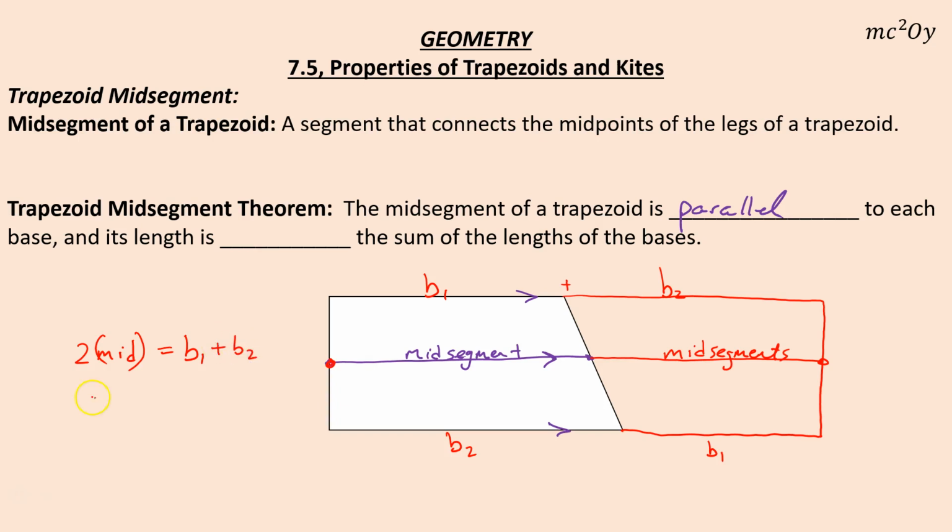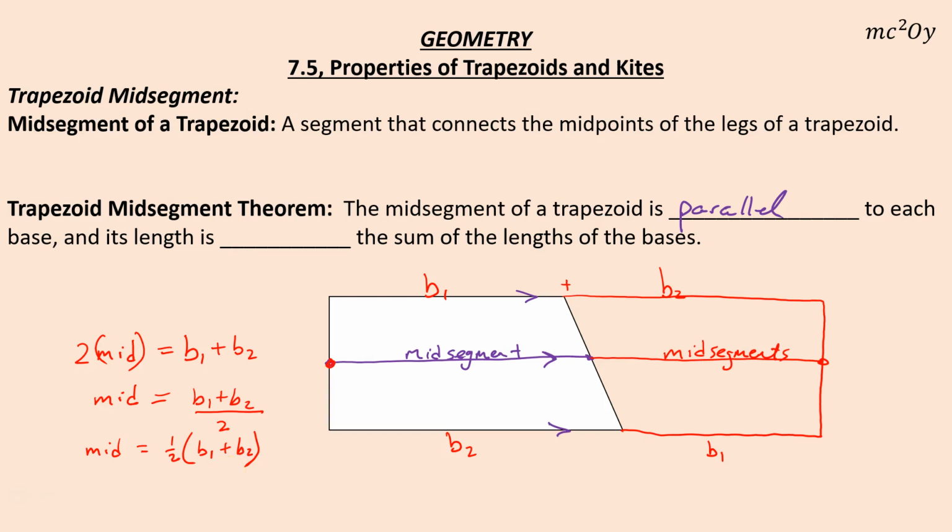And that's equal to base 1 plus base 2. So really, if I want to know what one midsegment would equal, I would have to divide both sides by 2. So if I divide this by 2 and divide this by 2, I end up with base 1 plus base 2 all over 2. Or more commonly written as midsegment is equal to 1/2 of the sum of my bases.